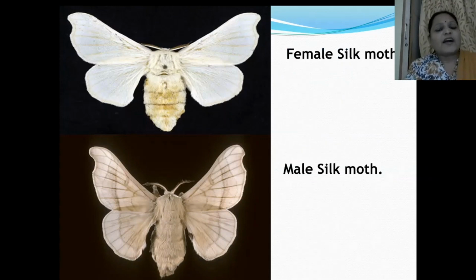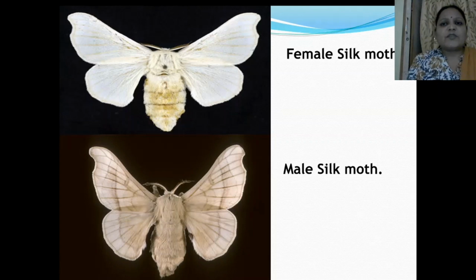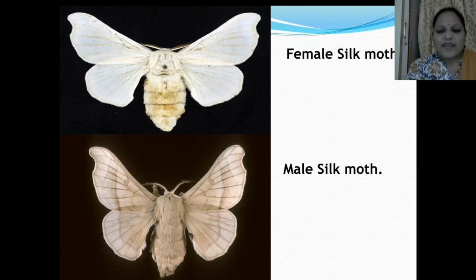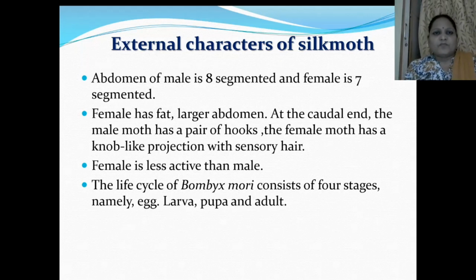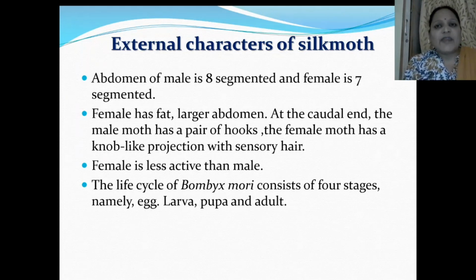In this picture, we are clearly able to see the difference between the male and the female silk moth. The body is divided into head, thorax and abdomen, in both male and female. Here we are able to see that females are fatty and larger in size as compared to the males. The abdomen of the male is divided into 8 segments, whereas in the female it is divided into 7 segments. The male has a thinner abdomen as compared to the female.